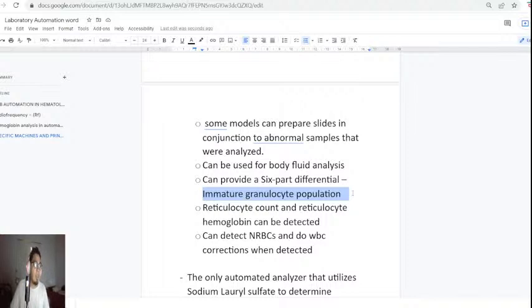Okay? So, retics and reticulocyte hemoglobin can also be detected. Clinically, it's not really important for us to determine the reticulocyte hemoglobin content. I mean, it's not going to be asked in your exam, so I didn't elaborate this one further. But again, that's what they're flexing about this machine.